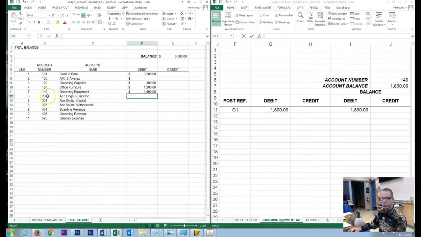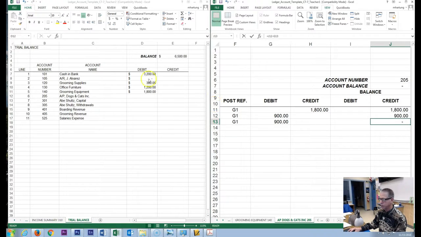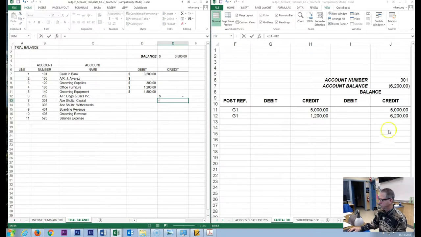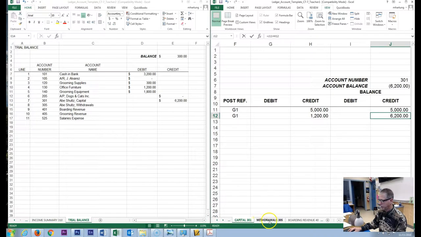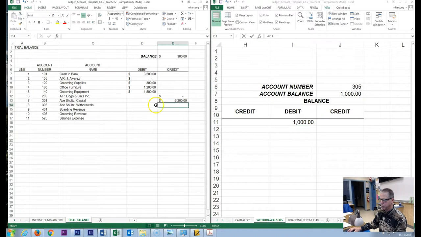Accounts payable. Now we're in the 200s. These are liabilities. We expect to have credit balances here. And there it is. So we come over here. Next up is capital. Balance of 6,200. Withdrawals. We expect that to be a debit balance. There it is. Make sure we put it on the correct side, because if we don't, we will not balance.